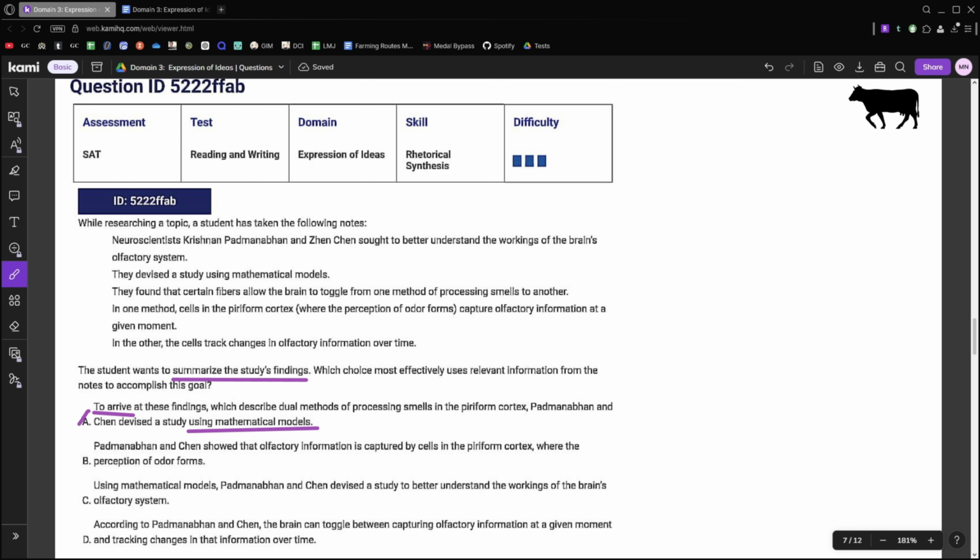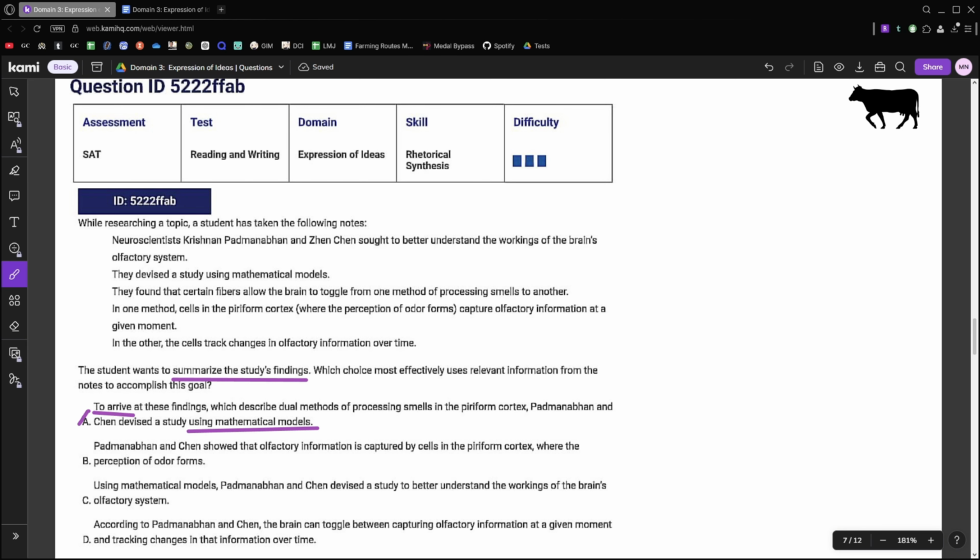By the way, if this comes up in the future, how a person arrived at the findings, that's called the methodology, the method they used. B. These two people showed that olfactory information is captured by cells in the piriform cortex where the perception of odor forms. This answer is also gonna be wrong. They just showed a fact about how the olfactory system works. It's not what their specific findings are, but just a description of what we already know. That's why B would be wrong.